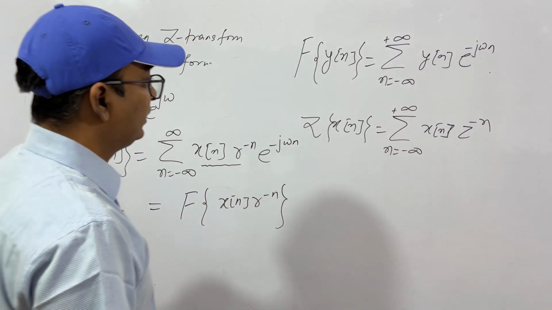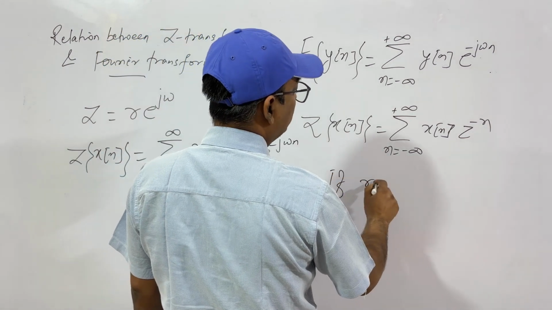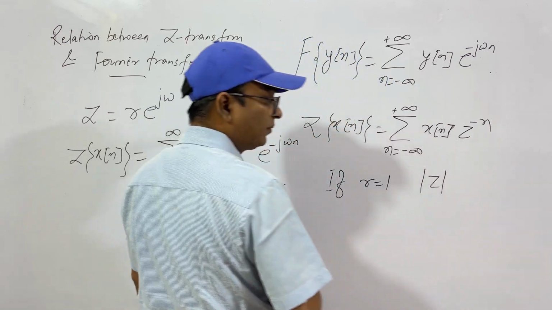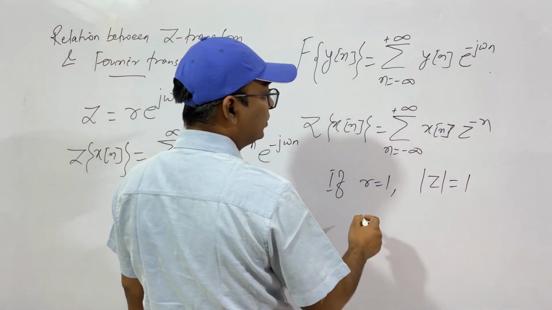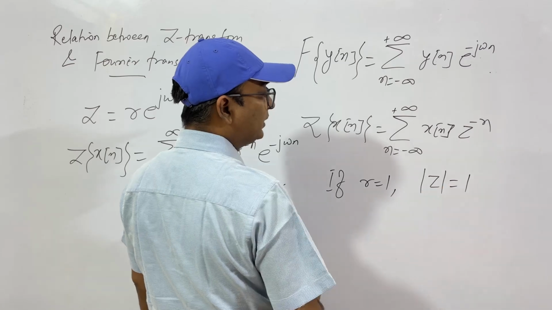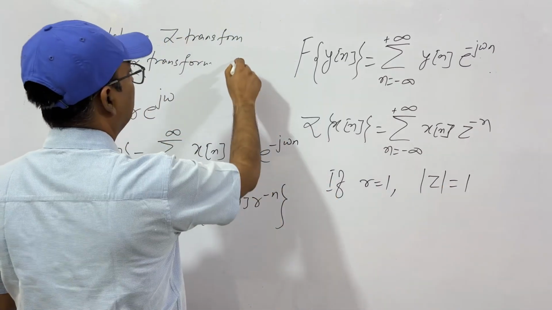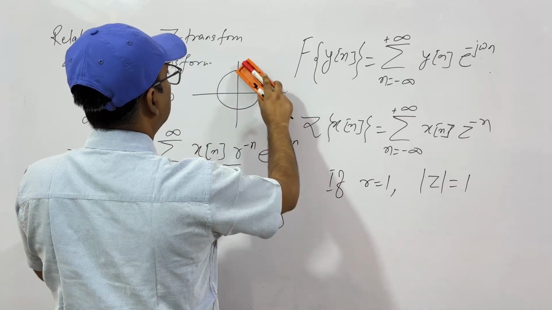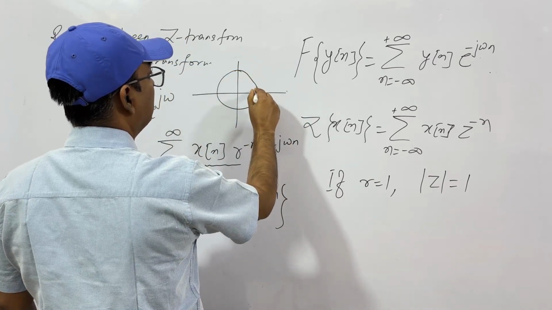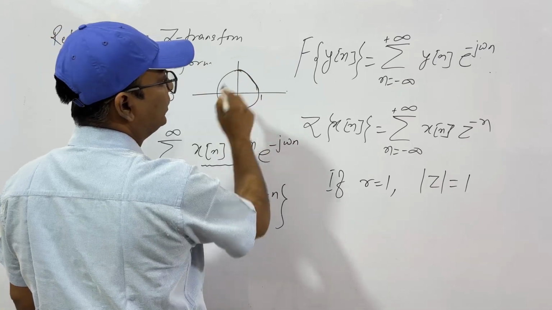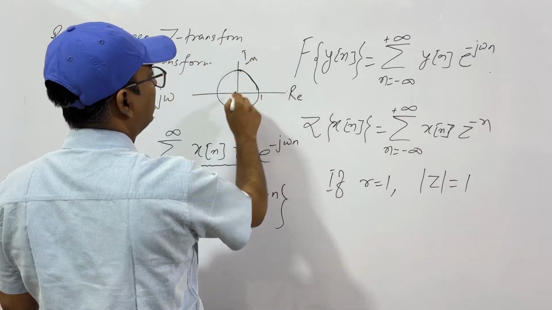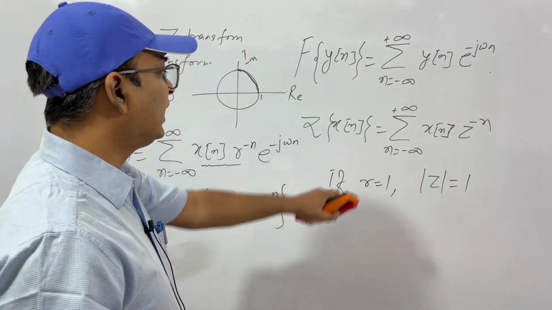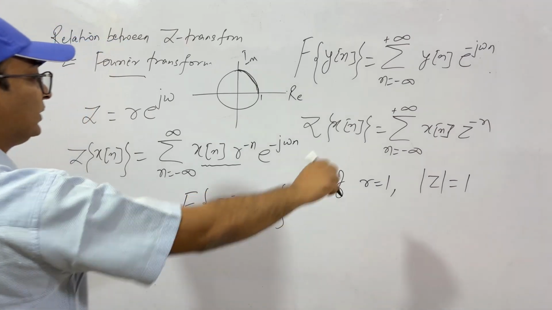Okay, now if r is equal to 1, what is the meaning of this? What is r? r is basically the modulus of z. So r equal to 1 means mod of z equal to 1. We plotted this. So the circle here, the radius is 1 only, that is, unity. This is the real part, this is the imaginary part. So r is 1. Okay, this is not a perfect circle. So if r is equal to 1, that is, mod of z is 1.